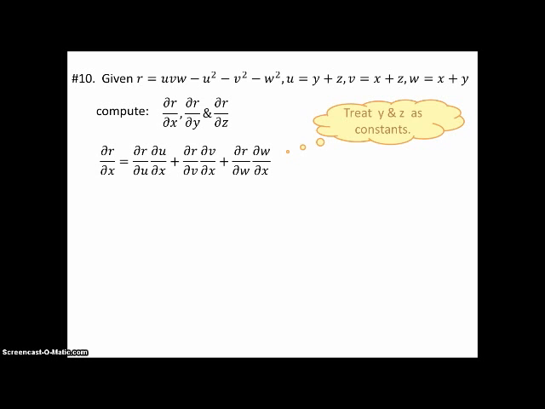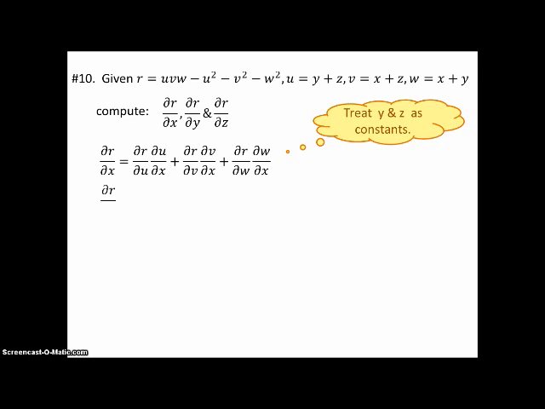Okay, deep breath. We're going to treat y and z as constants because x is the only independent variable being considered as a variable in this partial derivative. So first we're going to look at the partial derivative of r with respect to u using that first equation. The first term has, for u, the coefficient vw, and then we've got a minus u squared. That derivative will be 2u, and then the v squared and the w squared will go to 0.